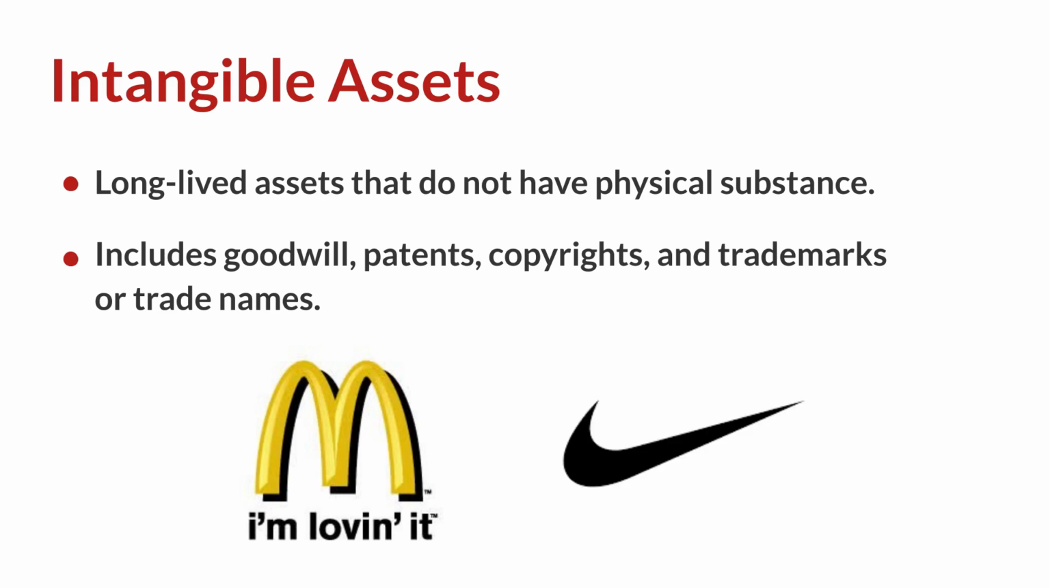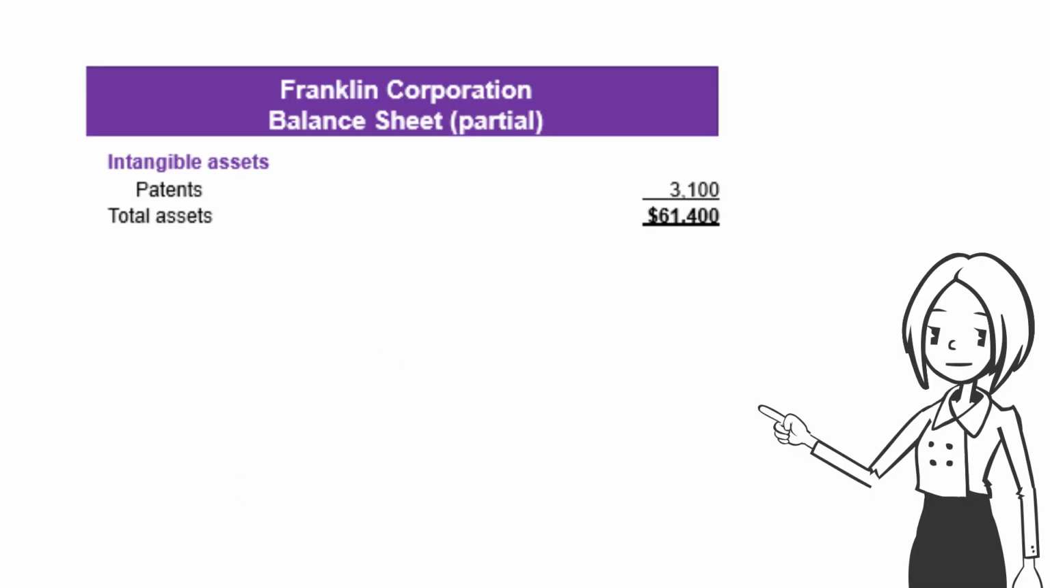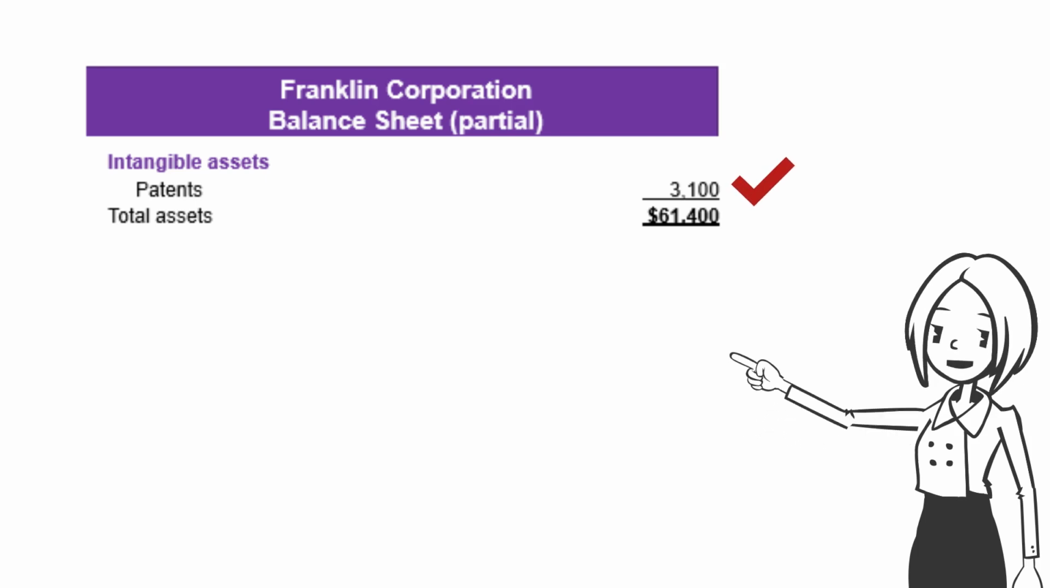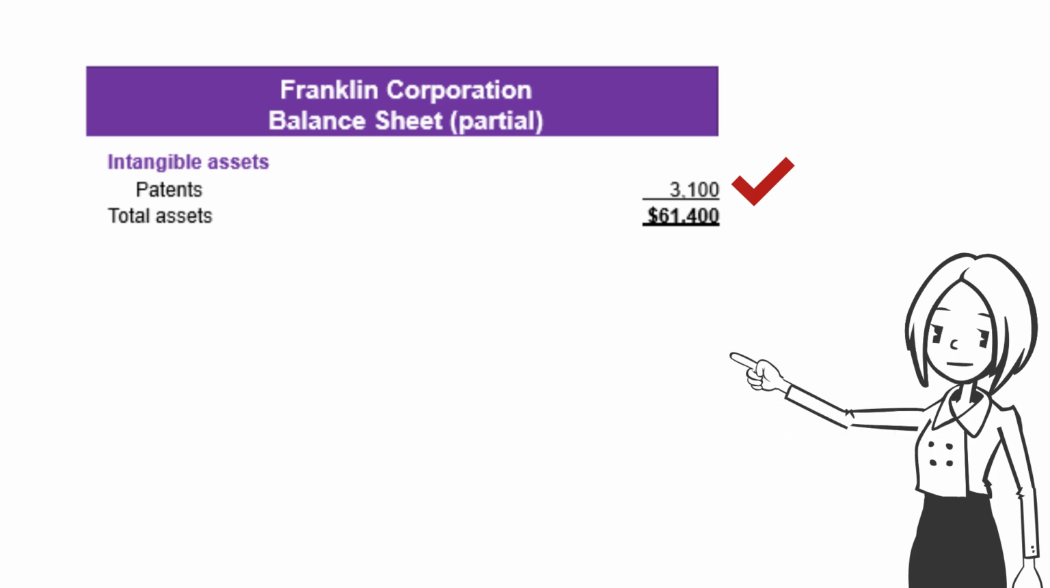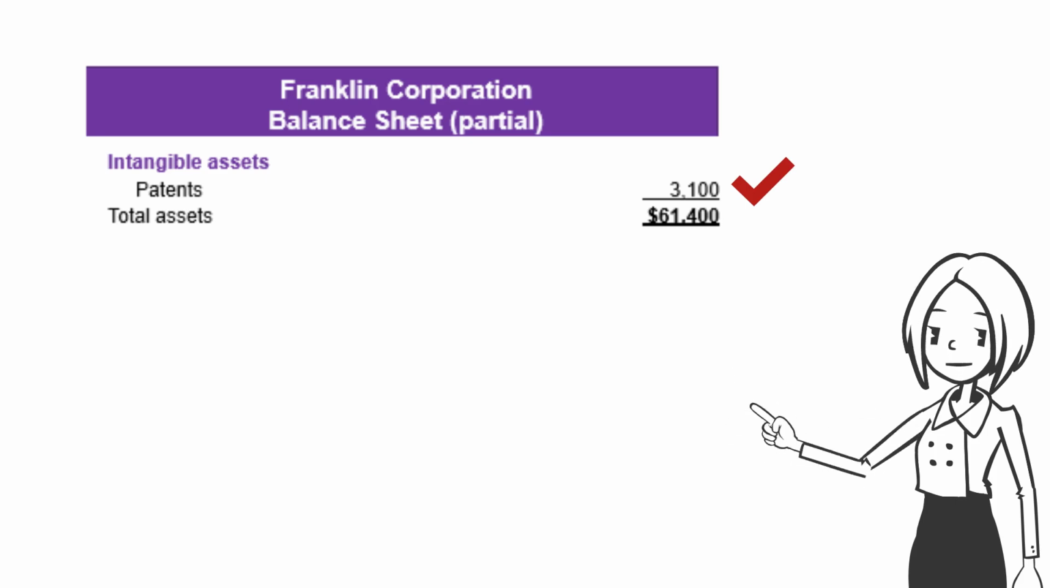If I show you this symbol, most of you will recognize it as Nike. In fact, some of you will take it even a step further and think of their slogan, "Just do it." Intangible assets are assets that do not have a physical substance, but are often very valuable. Franklin Corporation reported intangible assets of $3,100. Sometimes intangible assets are reported under a broader heading called Other Assets.